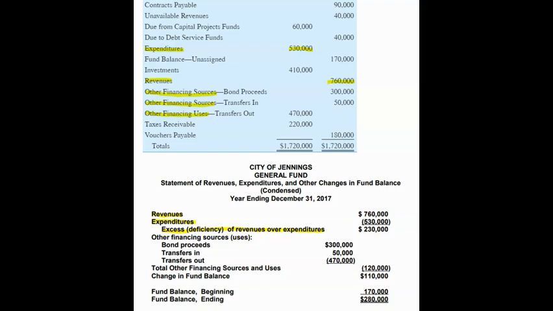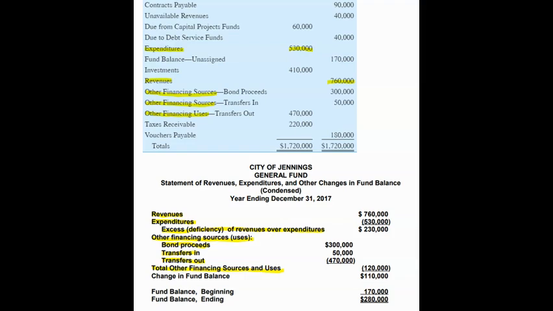And then we need to prepare other financing sources or uses, including the bond proceeds. This is the other financing source, 300,000. And then transfers in, other financing sources, 50,000. And then I have the transfers out. This is other financing uses. It's negative 470,000. So the total other financing sources and uses is a negative 120,000.